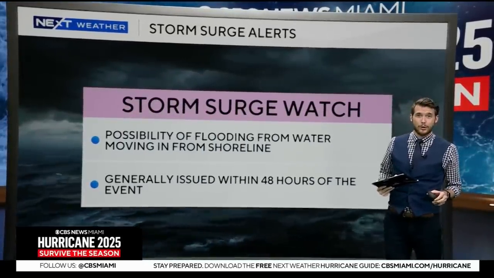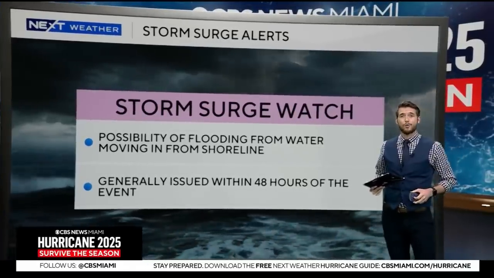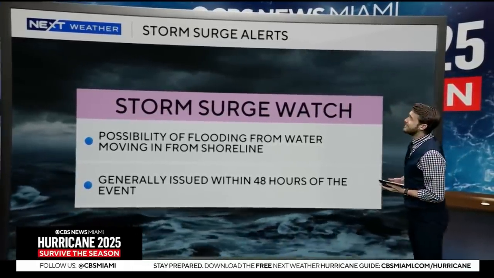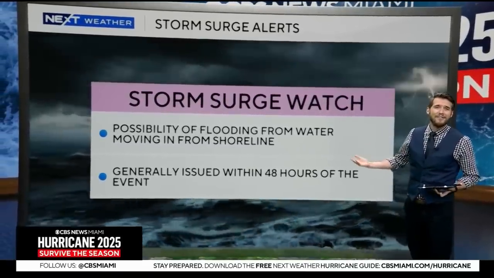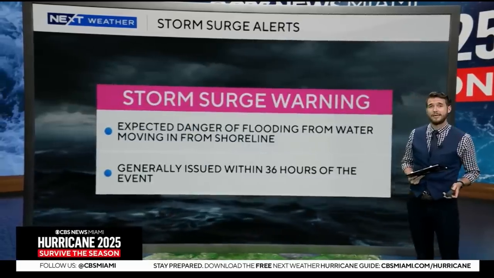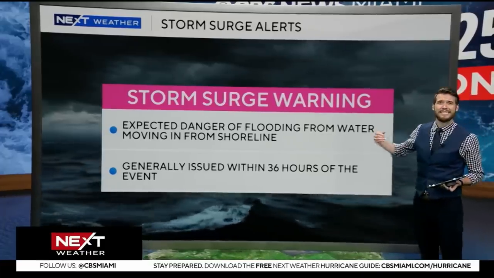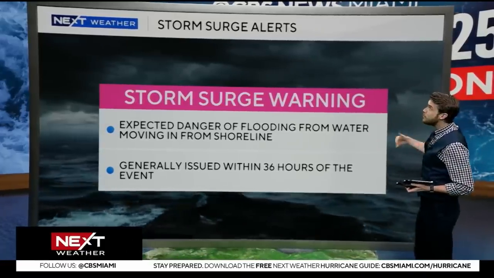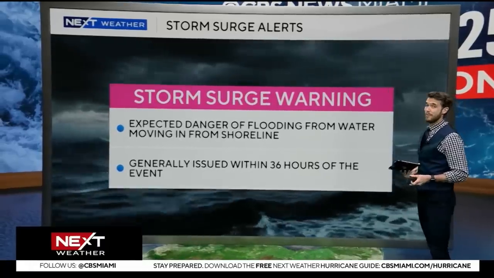Now, what about alerts? Well, we have two that we're going to be talking about. We have a storm surge watch and a storm surge warning. A watch means that there's the potential for flooding from water that is moving in from the shoreline, and these are generally issued within 48 hours of the event from the National Hurricane Center. Then you have the storm surge warning. This is when the expected danger of flooding from water is moving in from the shoreline, and this is generally issued within 36 hours of the event.